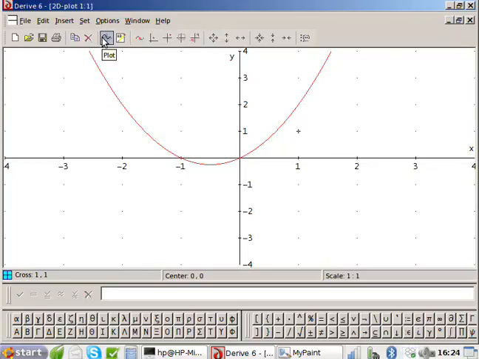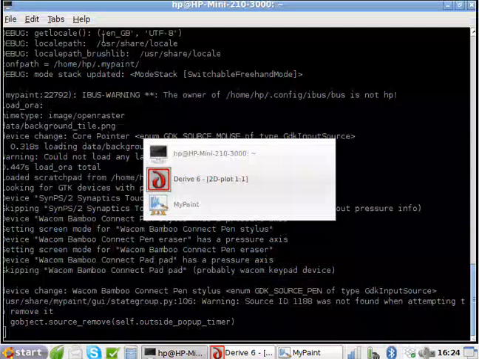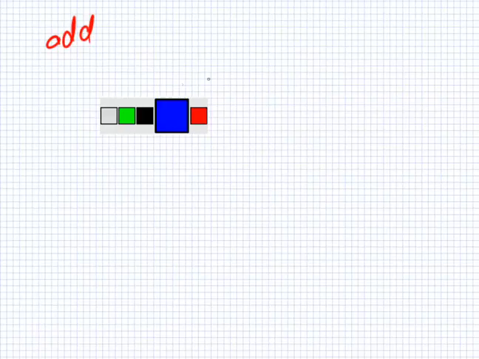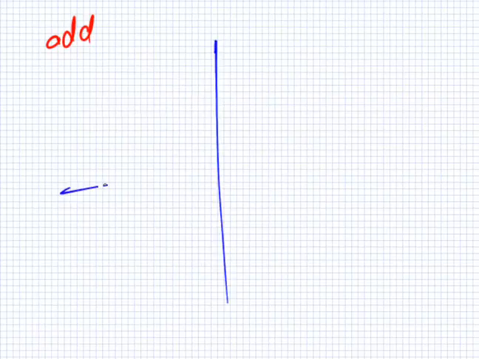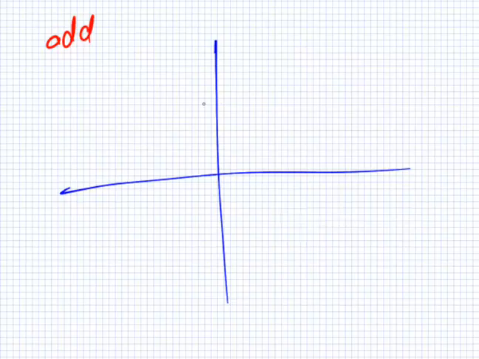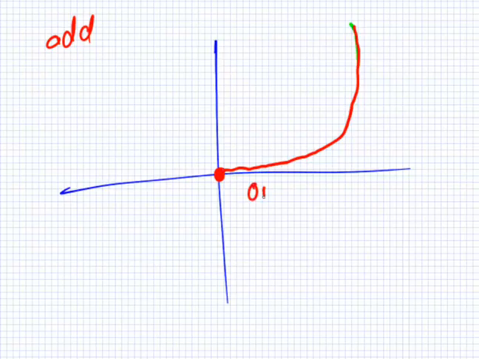What other graphs are even? x squared is one. Anything else? Minus x squared. Correct, minus x squared. What about x squared plus x plus 1? It's even? No, it's not.